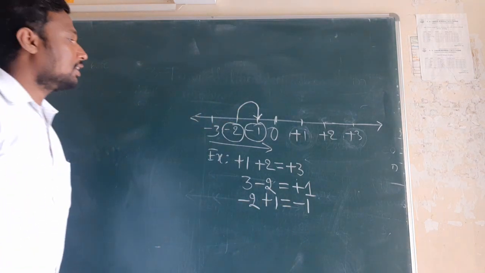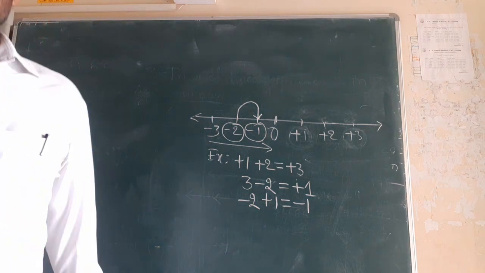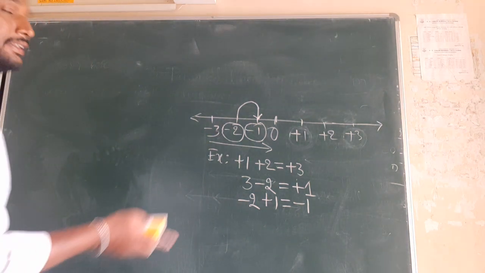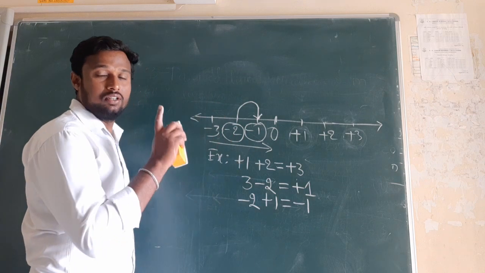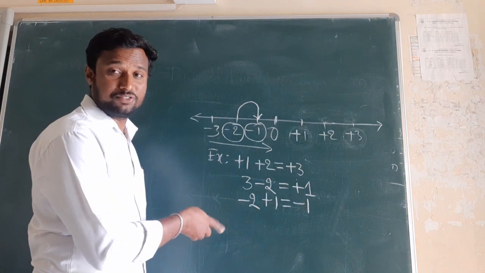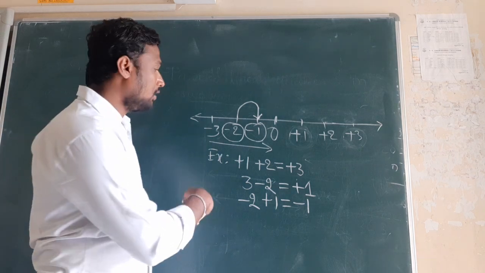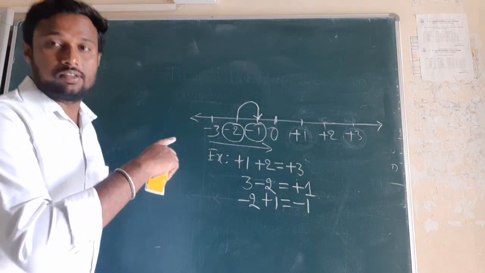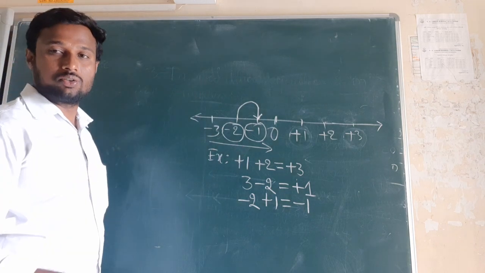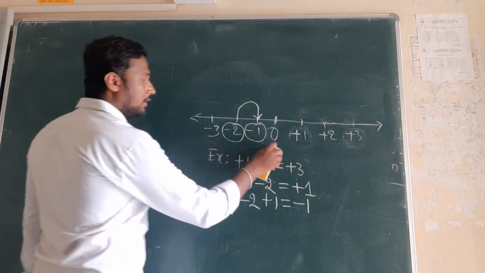Okay? I will consider another example now. So this is very similar to the first example. You have to remember that the only difference is that here we got a negative integer also. When you are adding a negative integer also, again you have to move in the right direction of the number line.